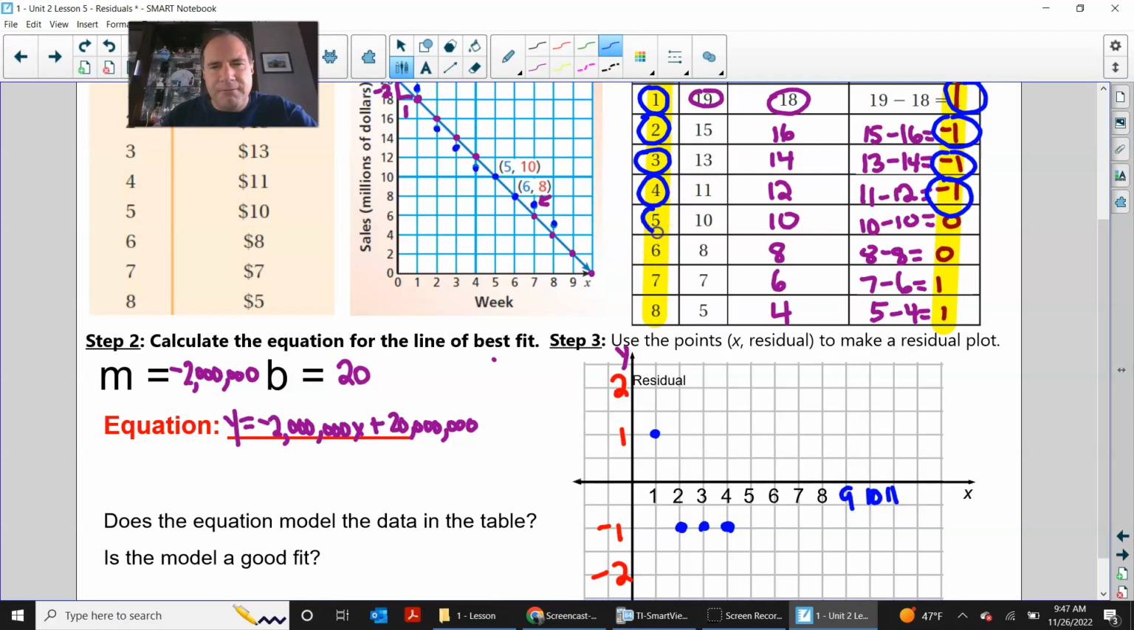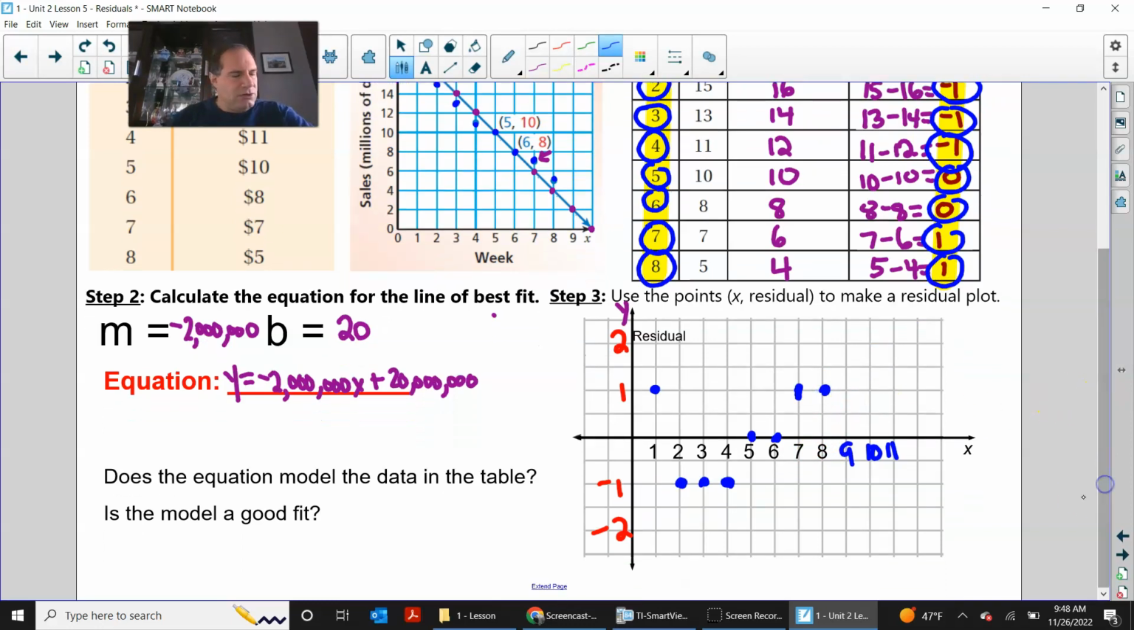So this is 5, 0. I'm going to put it right on that point. And then 6, 0. Right on that point. So the zeros, remember, that's when the actual and the predicted are straight on with each other. All right. So 7, 1. And then 8, 1. All right. So there is your residual plot.